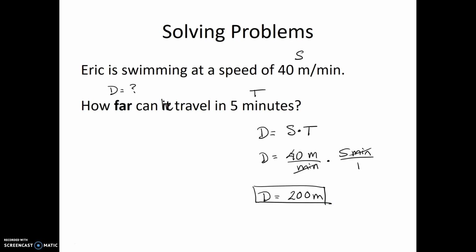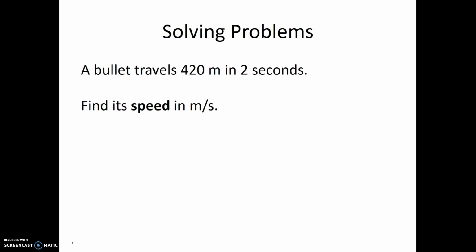Okay, I would like for you to turn with me to the next one. I'm just going to demonstrate number 6 and number 8, and then I'm going to ask you guys to work the rest on your own. In number 6, it says that a bullet travels 420 meters in 2 seconds. Find its speed in meters per second.